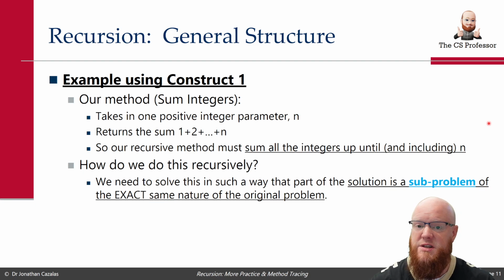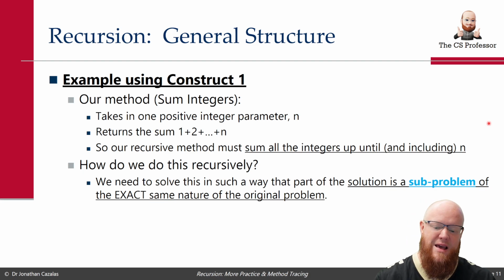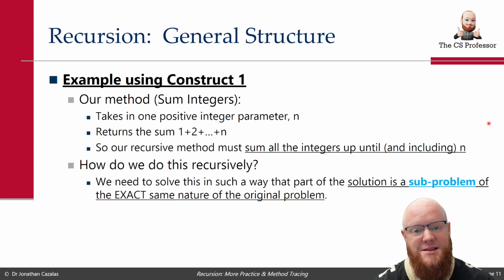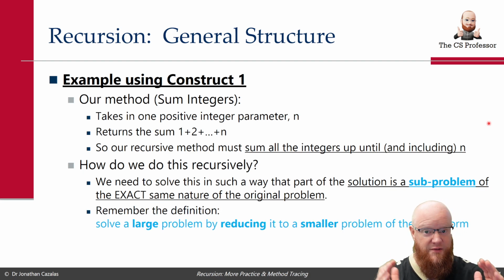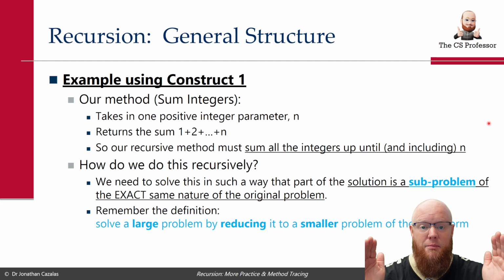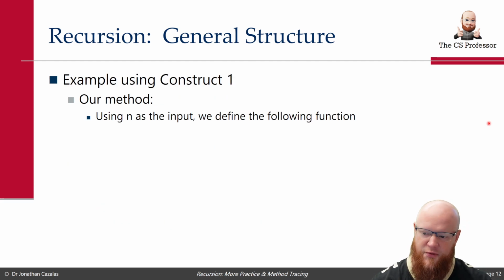So we need to solve this problem in such a way that the solution is a subproblem of the exact same nature, the exact same type as the original. That's the definition: solve a large problem by reducing it to a smaller version of that same form.